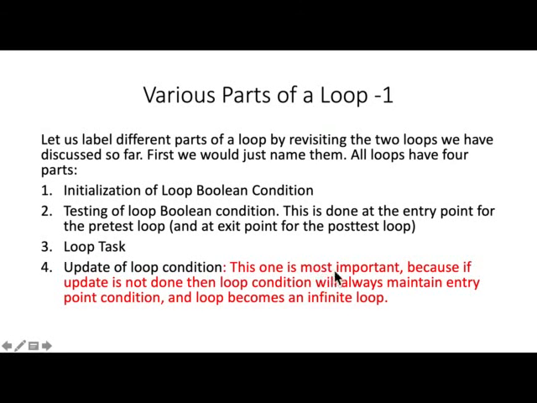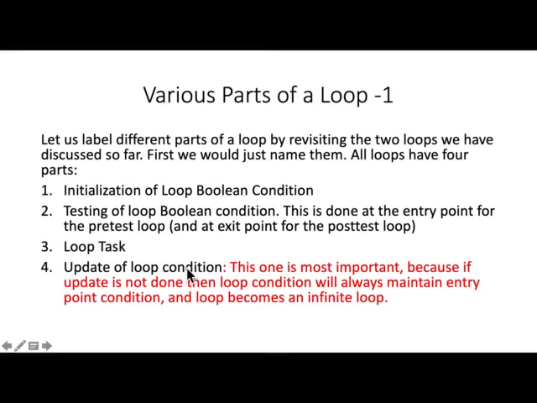But what is the update of the loop condition? This one is most important, because if the update is not done, the loop condition will always maintain the entry point condition. And you remember the entry point condition was that the condition is true. So if the condition remains true always at the entry point, that means you can keep entering the loop infinitely. That becomes an infinite loop. Okay?